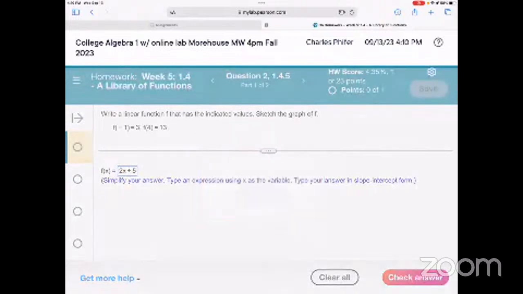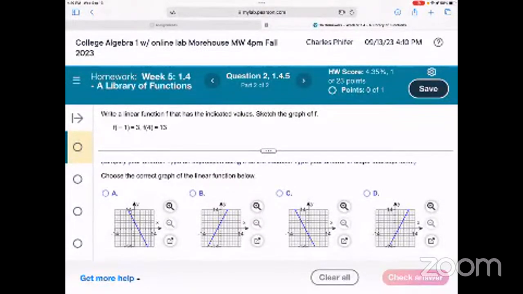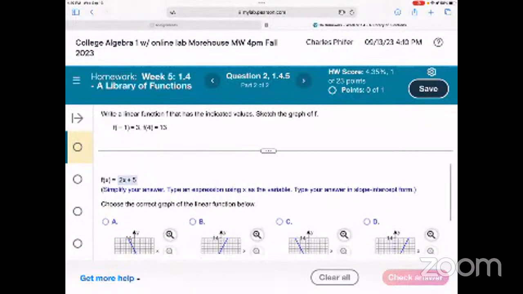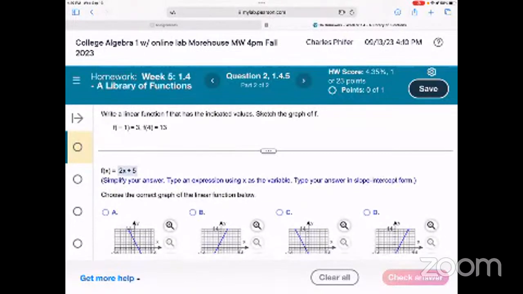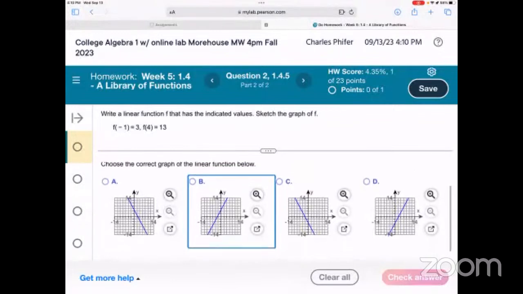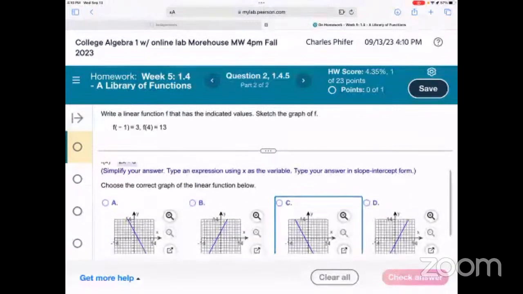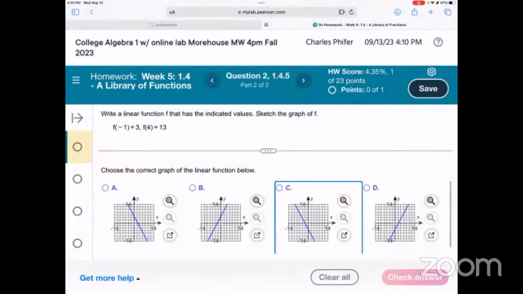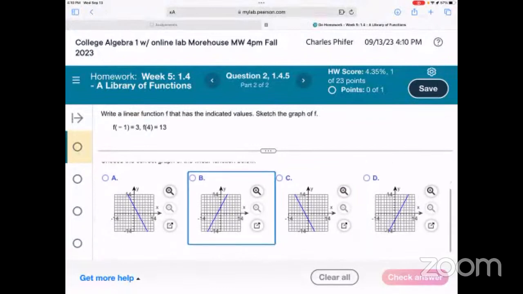So if the equation of our line is 2x plus 5, the y-intercept is 5 with a positive slope of 2. So it can't be A because it has a negative slope, and it can't be C. It has to be either B or D. We said the y-intercept was 5, so it can't be D because it has the wrong y-intercept. So by process of elimination, it has to be B.